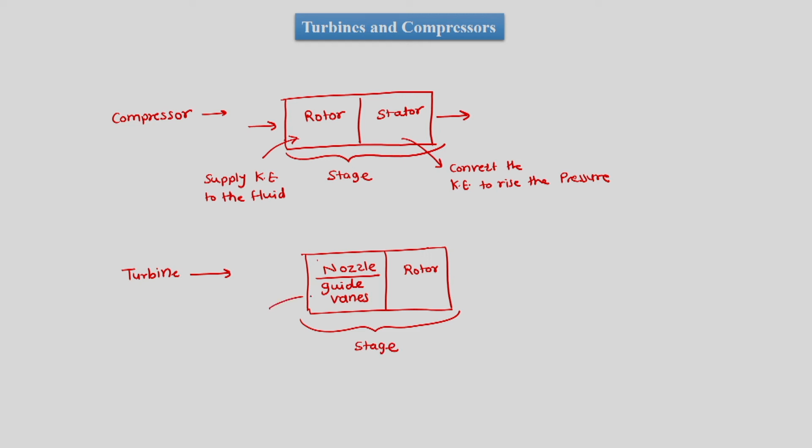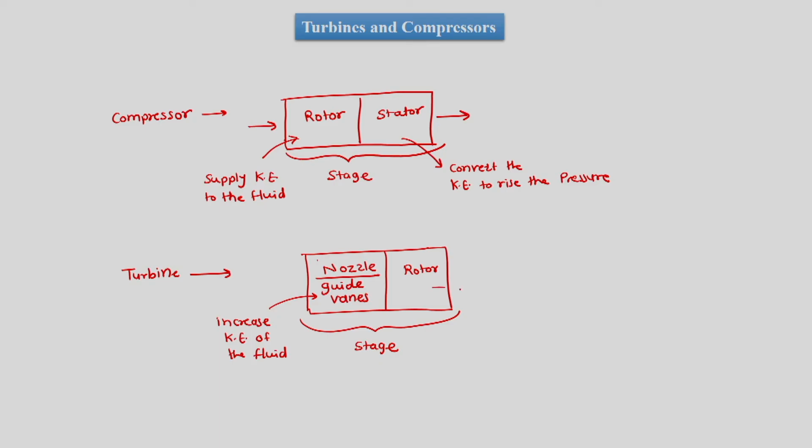As described, the nozzle first increases the kinetic energy of the fluid, but this is a stator. So, the stator is a duct. That duct has some arrangement which will increase the kinetic energy of the flow at the expense of its own enthalpy. And then we have the rotor, and the job of the rotor is to convert the kinetic energy into work. So, this is the part where it is producing the work. This is the part where the fluid will lose its energy and give it to the rotor.